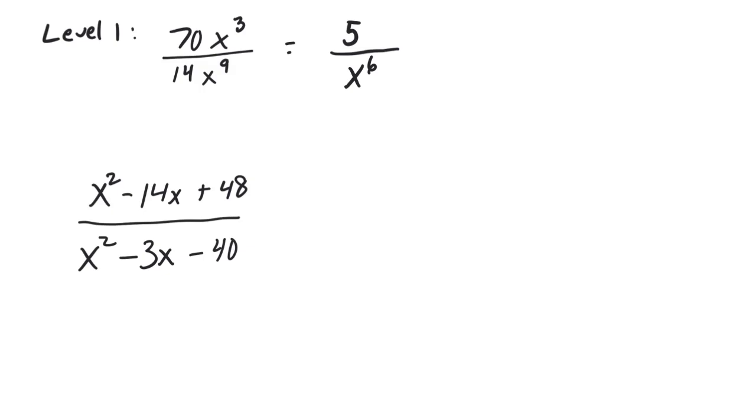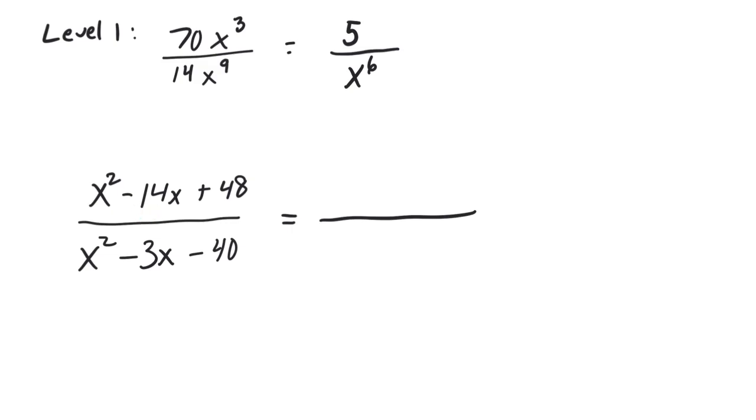On the other one, we've got a trinomial and a trinomial. We need to factor those out. So we want to write them in factored form first. So just working on the top, we're looking for numbers that will multiply to give us 48, but when we add them together, they give us a negative 14.